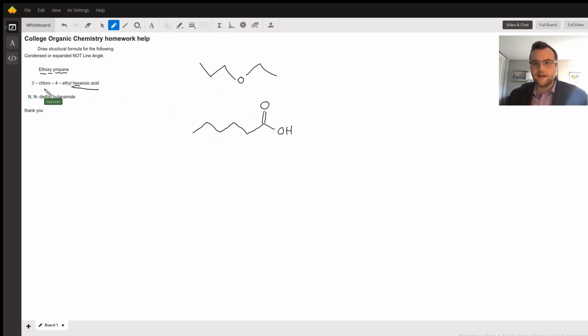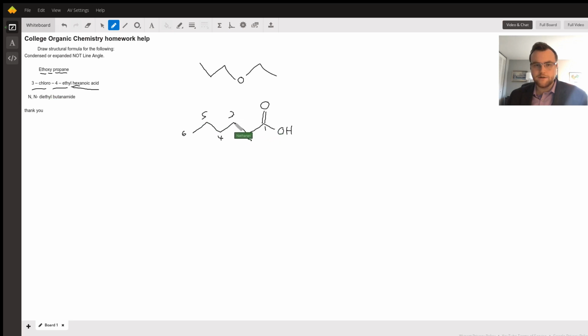Now to take care of the subgroups, we have 3-chloro and 4-ethyl. So we want to start numbering our carbons. We have our first one because we want to start on the most fun carbon, the one with the most going on. 2, 3, 4, 5, 6. So now all we need to do is plug in our other subgroups at the correct locations.